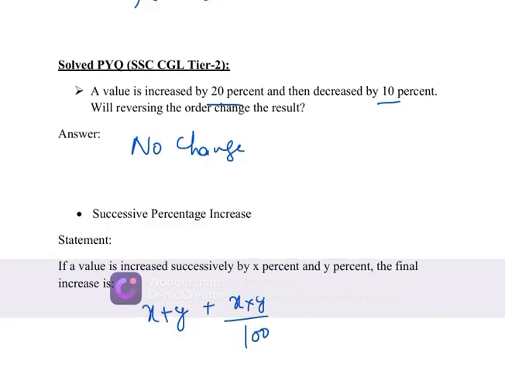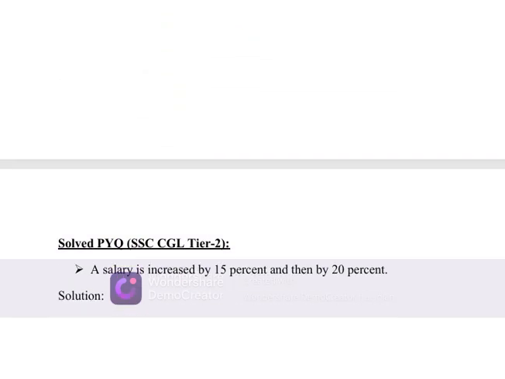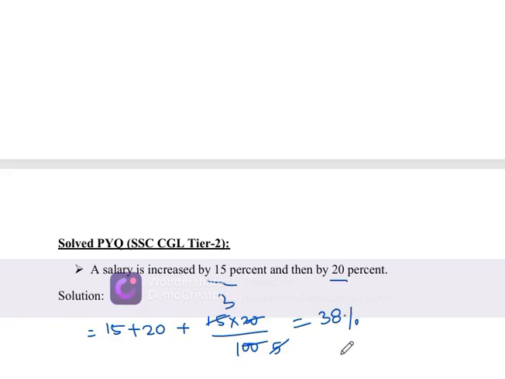Let's see a question based on this. A salary is increased by 15% and then by 20%. What is the final increase in the salary? It is not 15 plus 20, 35%. You have to apply the formula to get the direct result. Here the x is 15 and the y is 20. You will simply first add the values 15 plus 20, and then find the product 15 into 20 divided by 100. On solving this, you will get 35 plus 3, which is 38%. So these are the ready-to-use formulas.